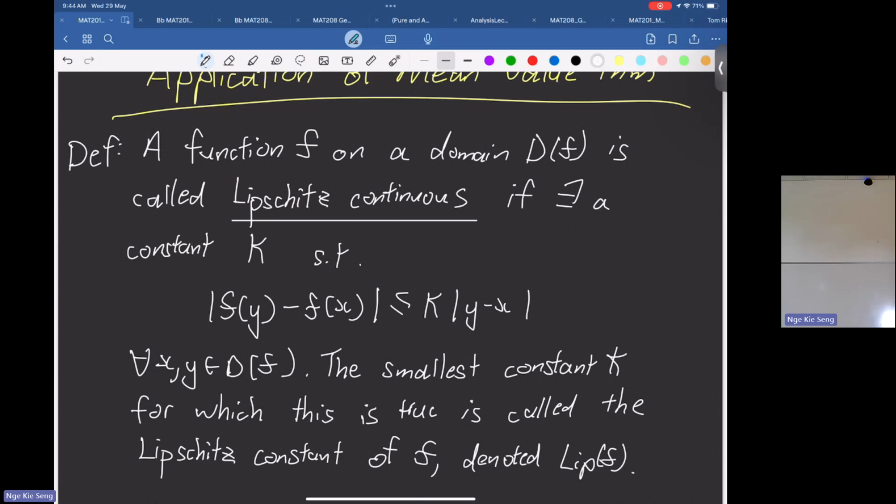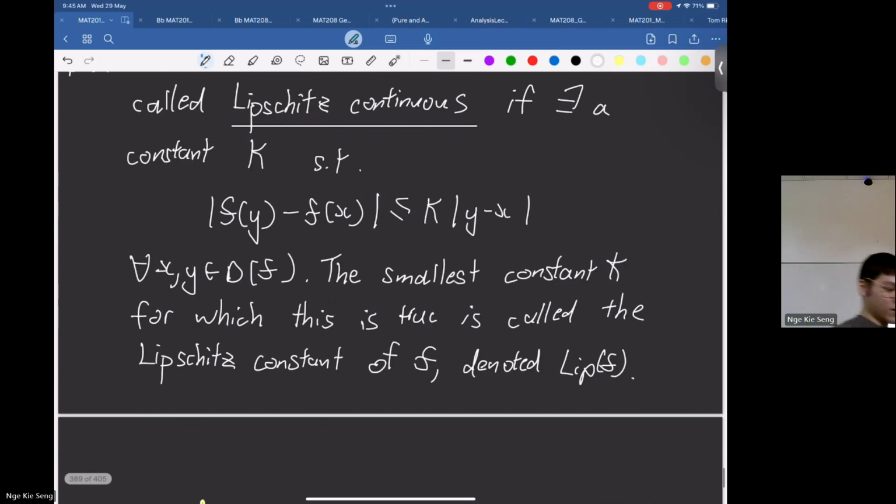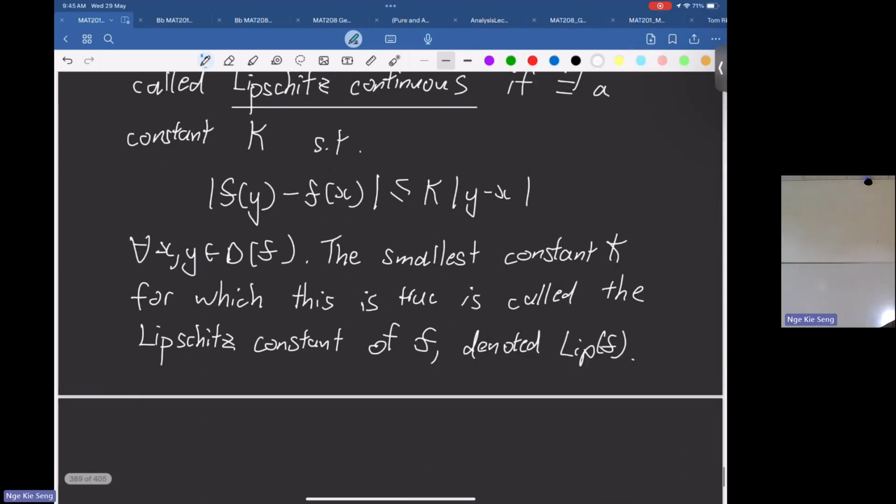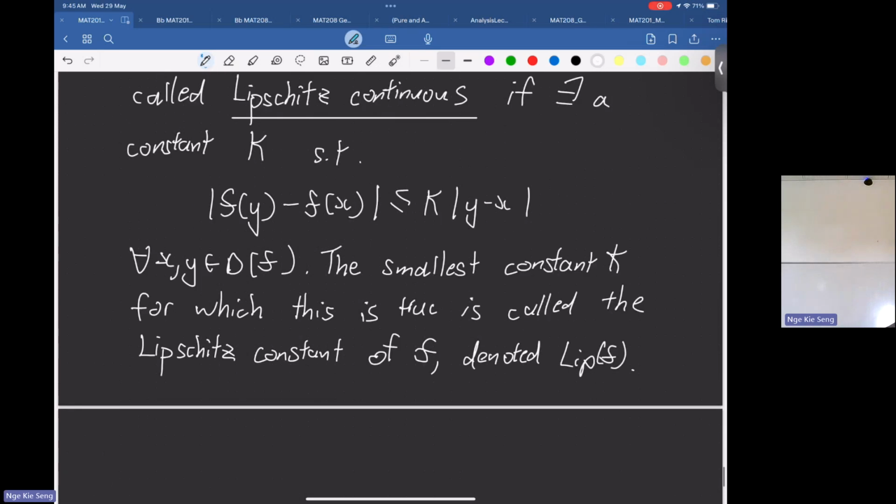What delta can you pick here? Can you pick any delta such that it is continuous? Yes, epsilon over k. You can pick epsilon over k, because if y minus x is less than epsilon over k, then f(y) minus f(x) is less than or equal to k times epsilon over k, which equals epsilon. So meaning what? Lipschitz continuity implies continuity. Lipschitz continuity is stronger.